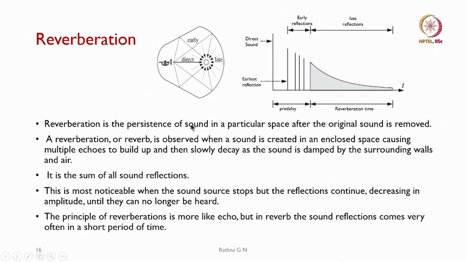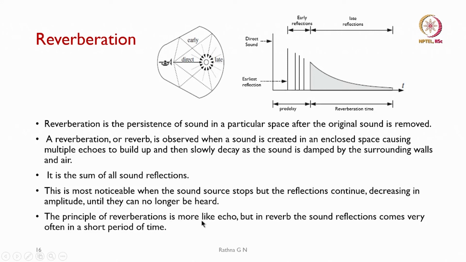Reverberation is the persistence of sound in a particular space after the original sound is removed. Reverberation, or reverb, as we call it, is observed when a sound is created in an enclosed space, causing multiple echoes to build up and then slowly decay as the sound is damped by surrounding walls and then air. It is the sum of all sound reflections. It is most noticeable when the sound source stops, but the reflections continue decreasing in amplitude until they can no longer be heard.